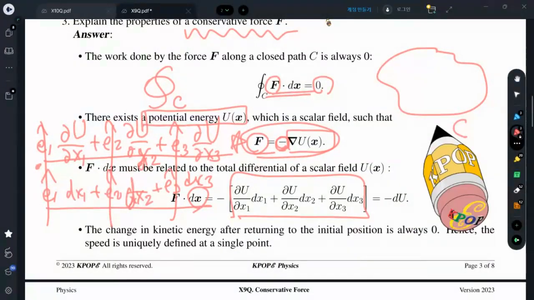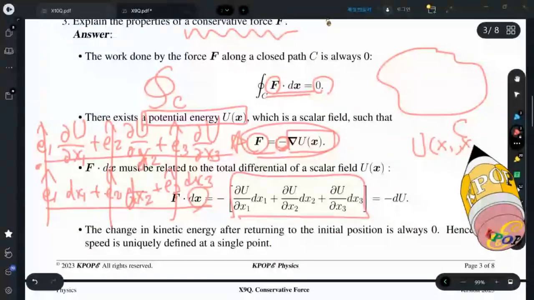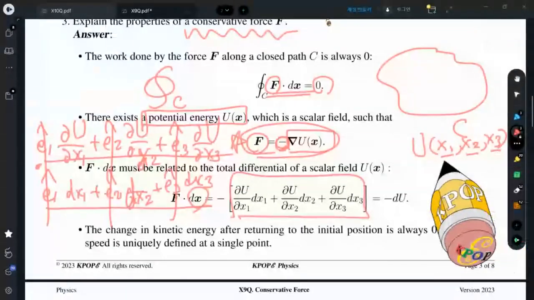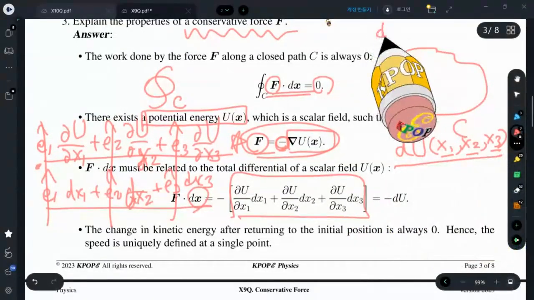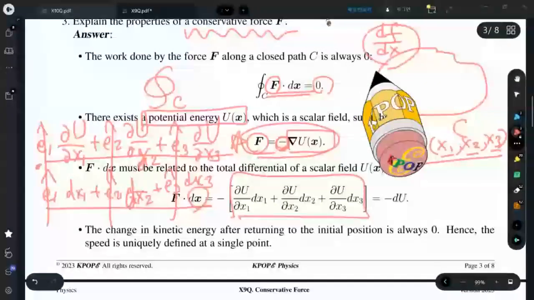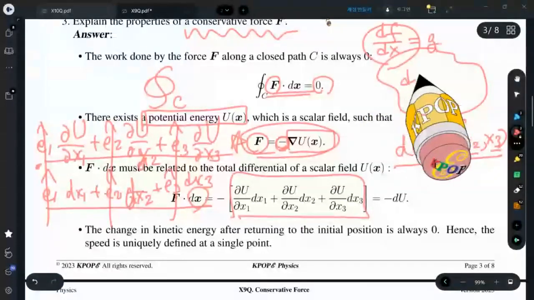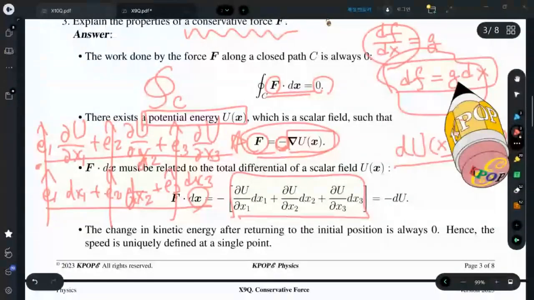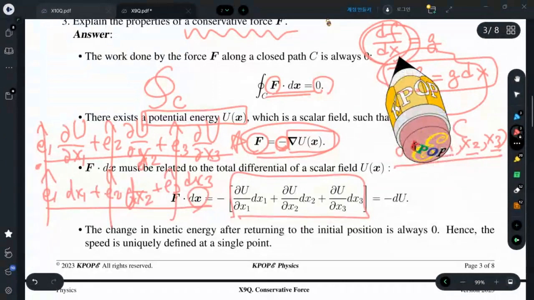However, we have a function u that is simultaneously a function of x, y, and z coordinates. So for the differential, you have df over dx. If you know this in the one-dimensional case, then everything is fine. And that is just the derivative of f with respect to x.